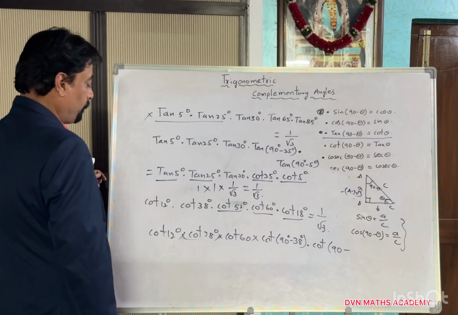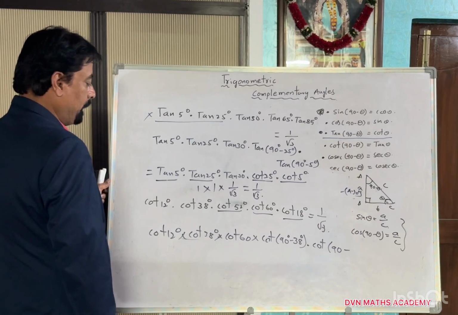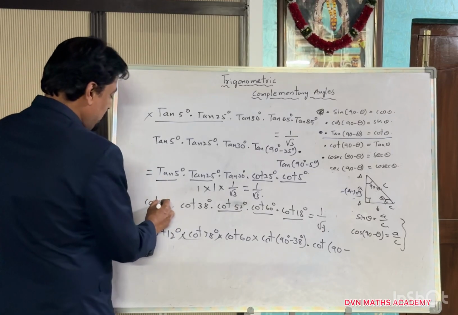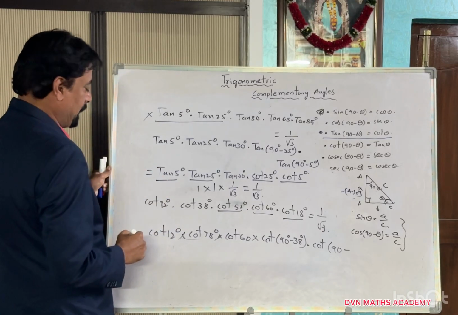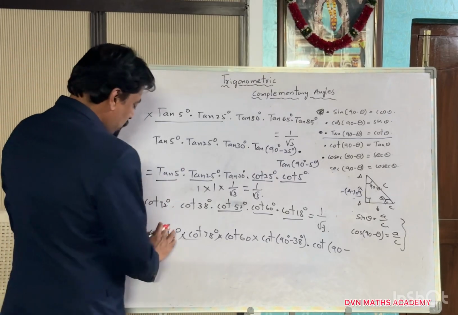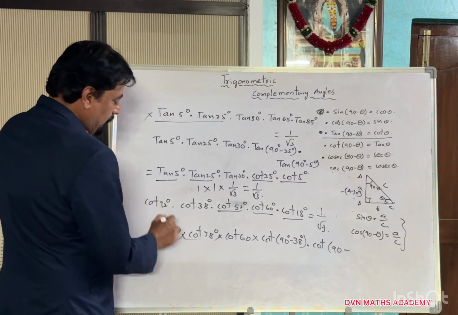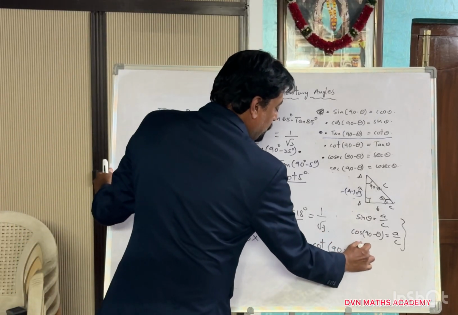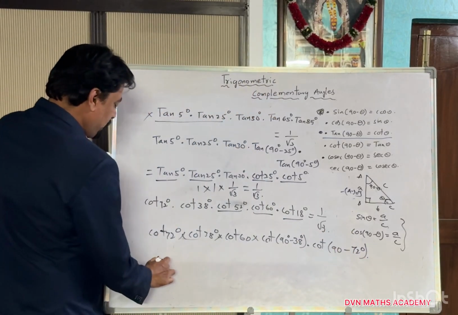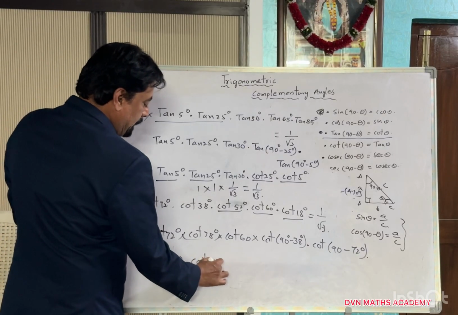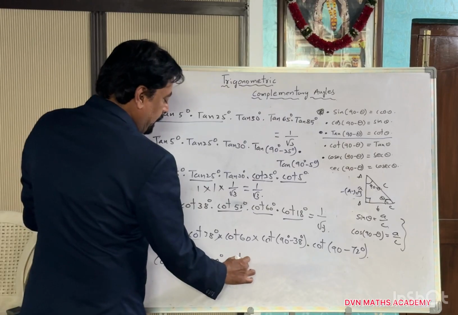72. Actually this should be 72 degrees, I'm sorry, the question has 72 degrees here also. So it is cot 90 minus 72 degrees. Now it is cot 72, cot 38, and cot 60.